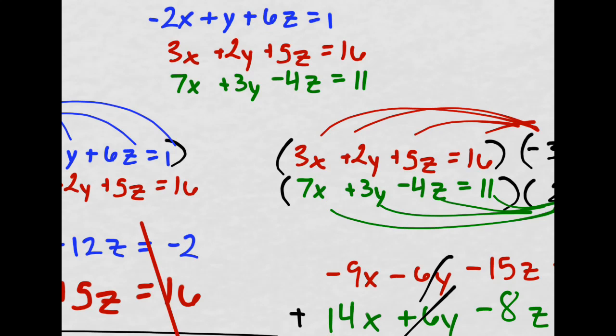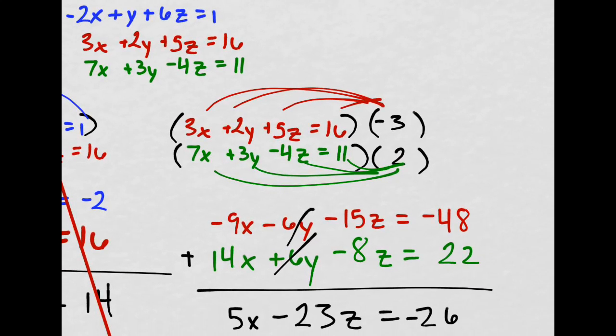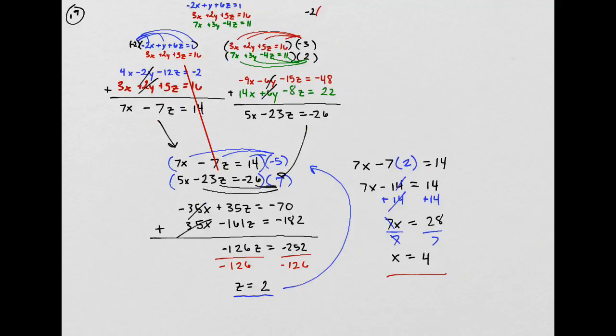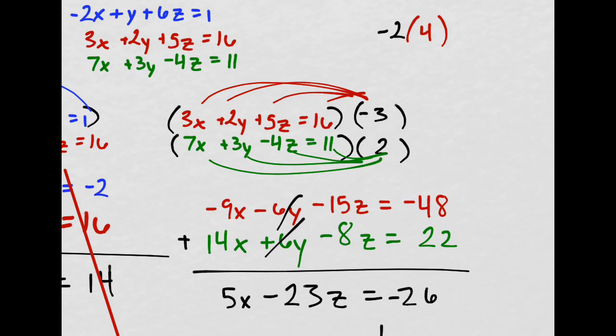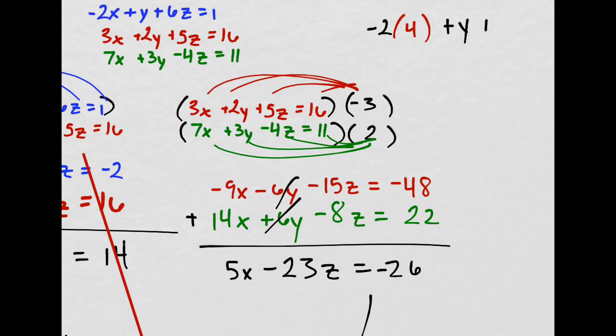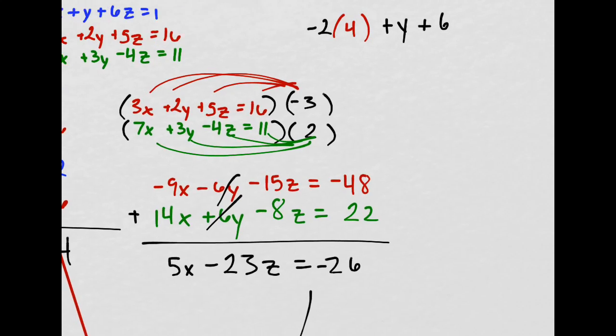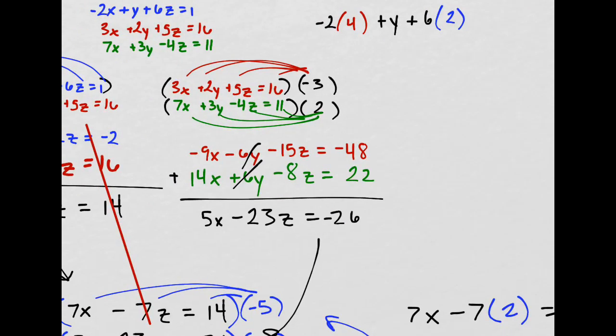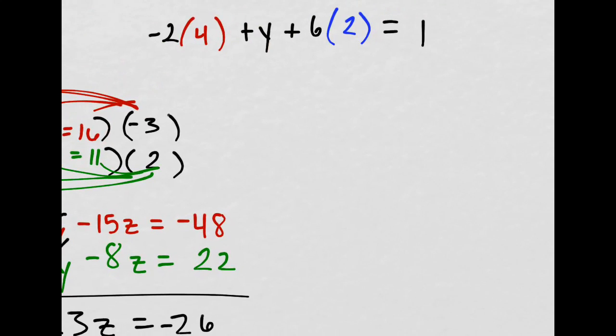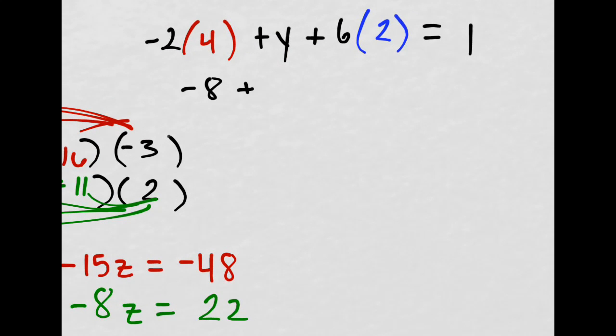I'm solving for y. This has no coefficient, so I won't have to divide anything. So that's the easiest to use. So I'll have negative 2 times, x was 4, right? Yeah. Negative 2 times 4 plus y plus 6 times z was 2 equals 1. And then I'll just solve for y. This would be negative 8 plus y plus 12 equals 1.